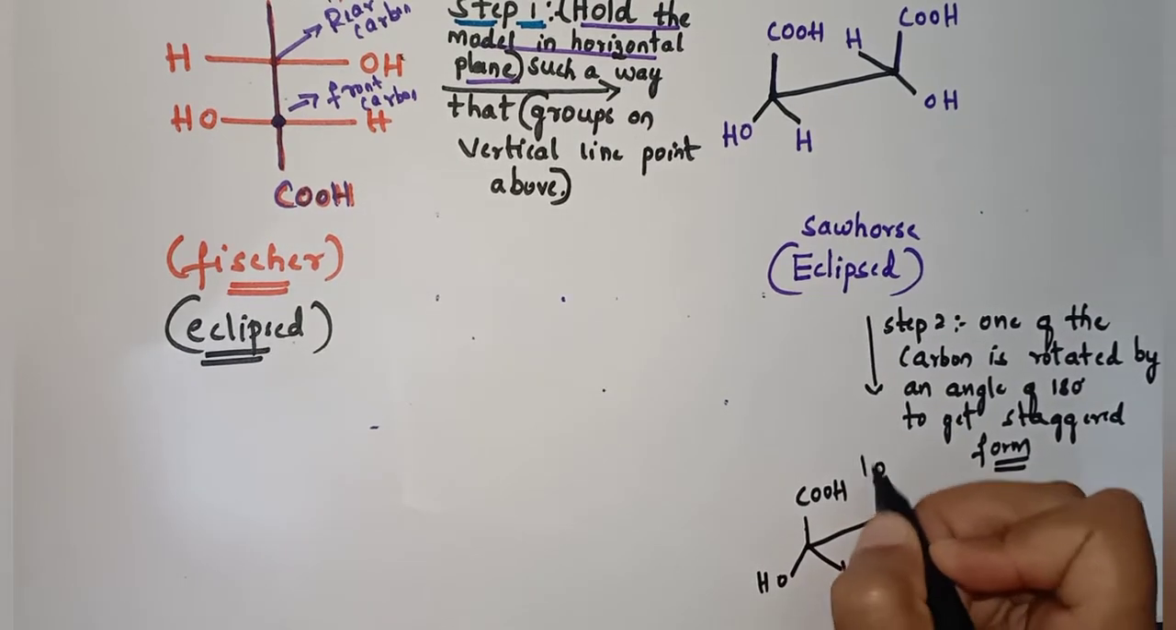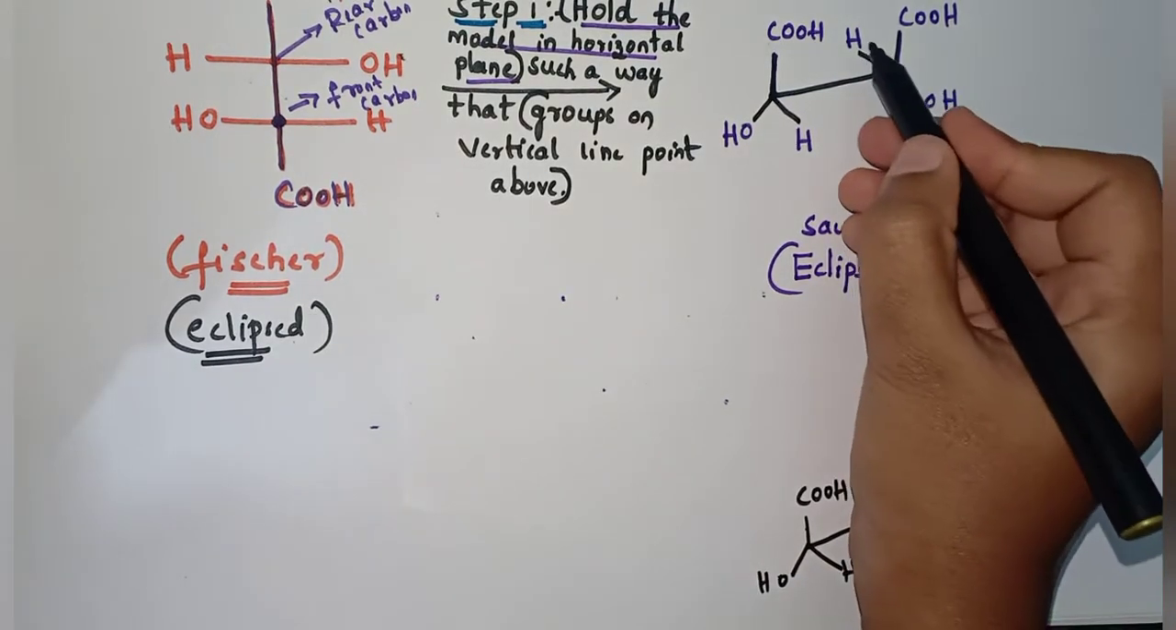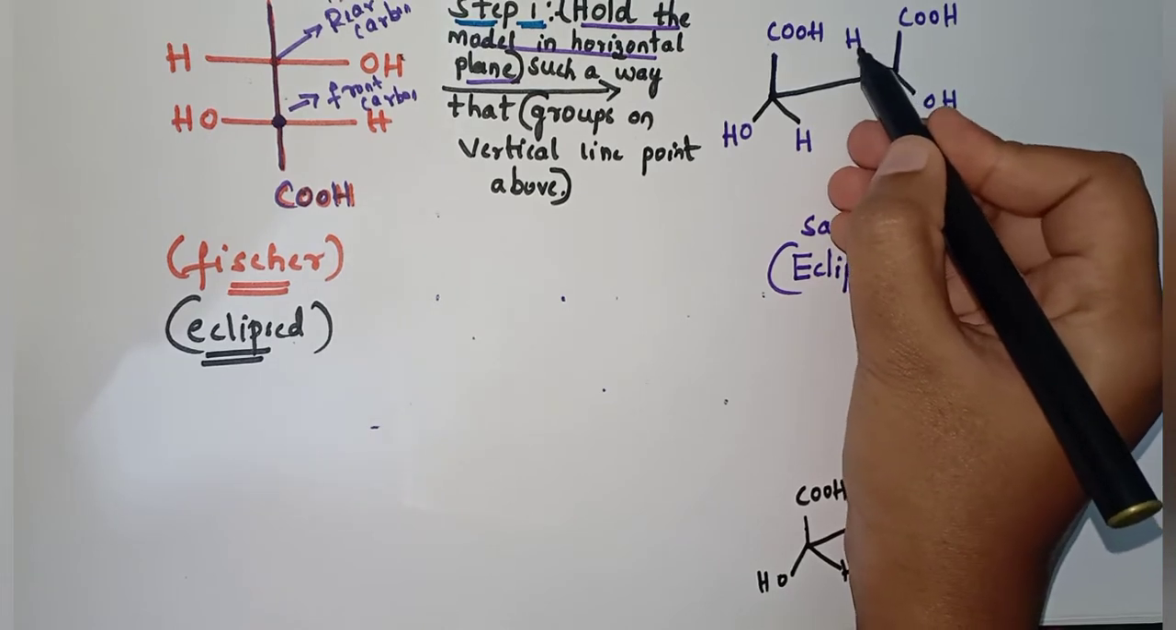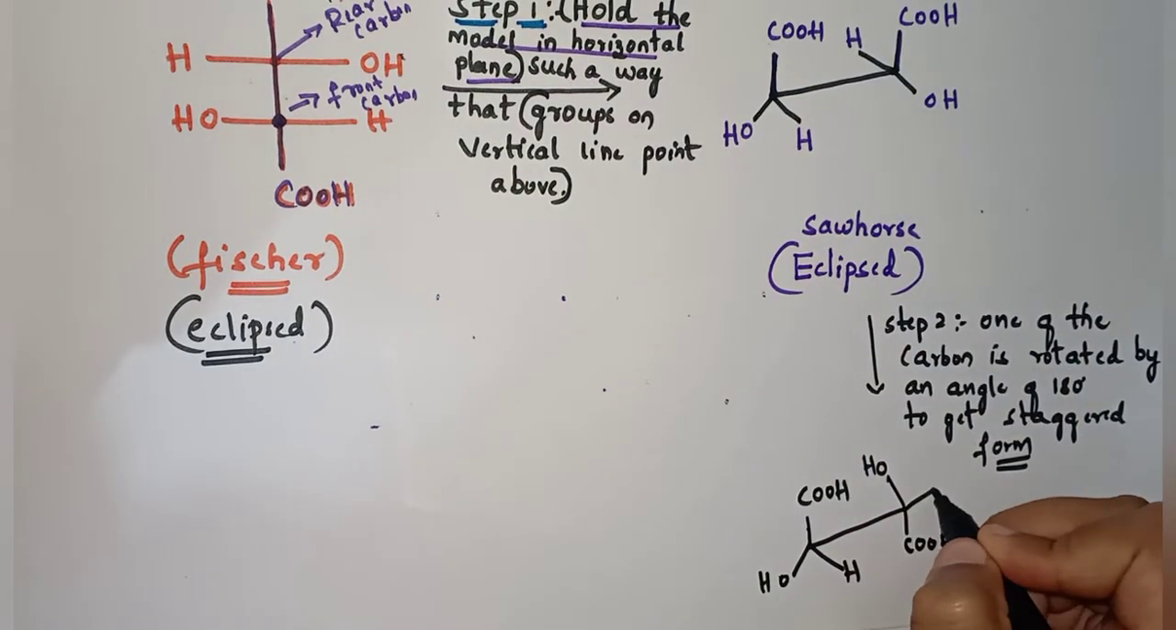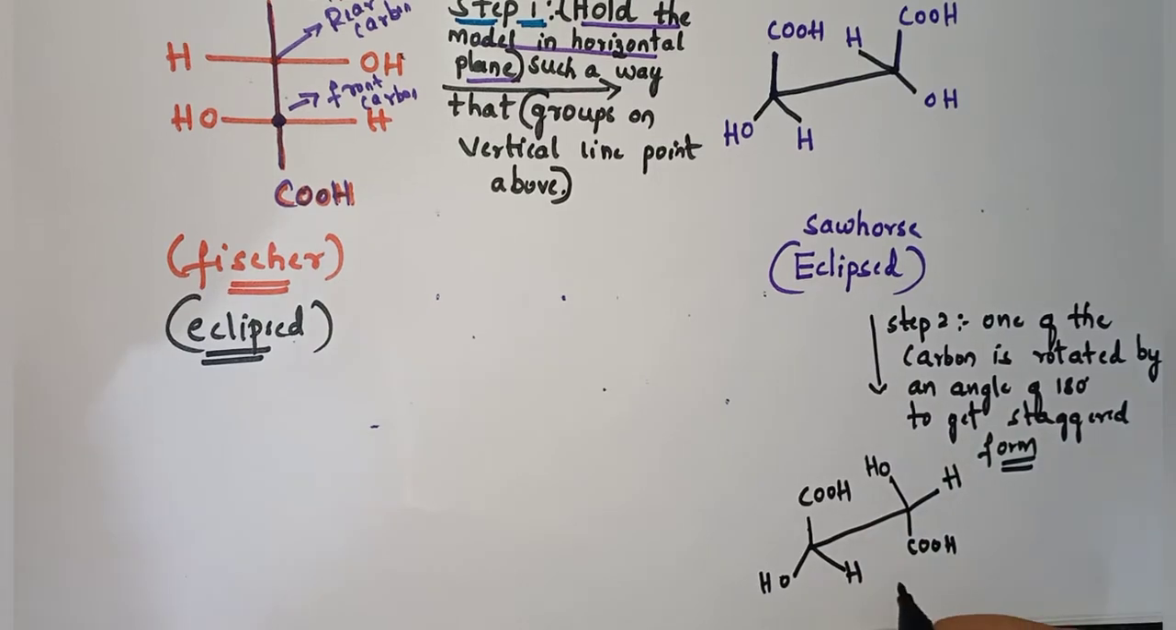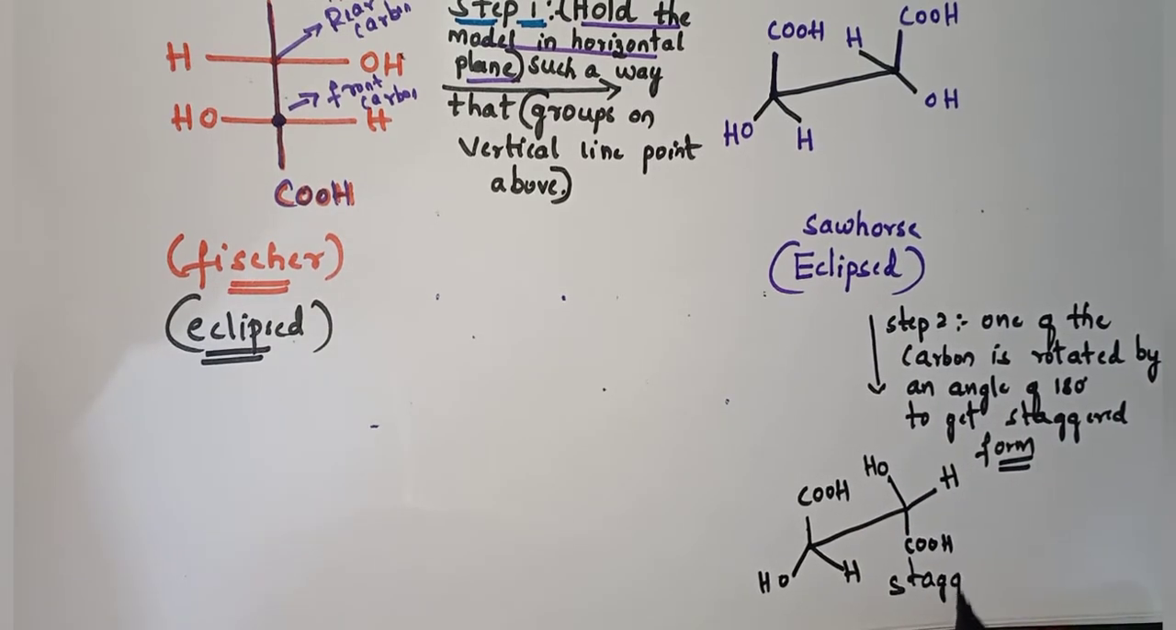So here is OH. And if I rotate this hydrogen by 180 degrees, this will come here. This is the staggered Sawhorse form.